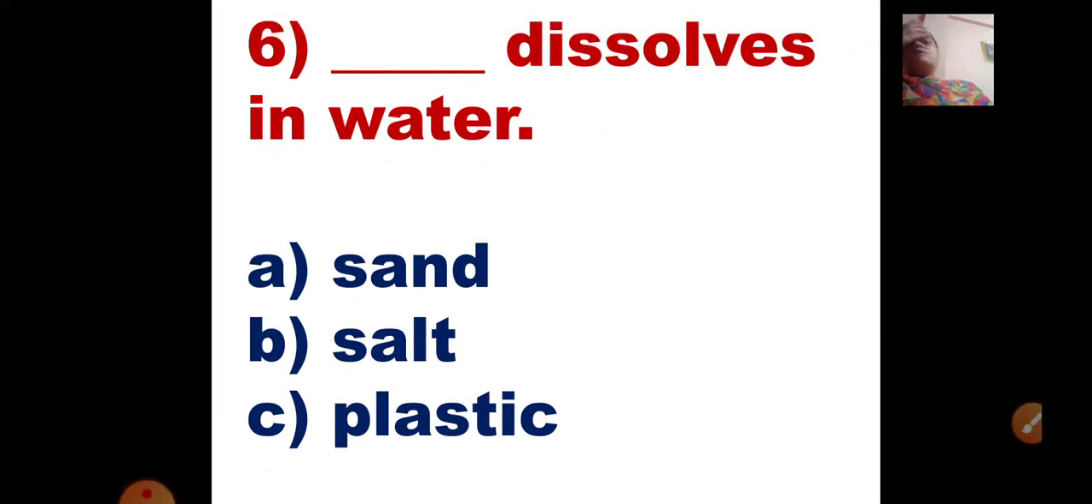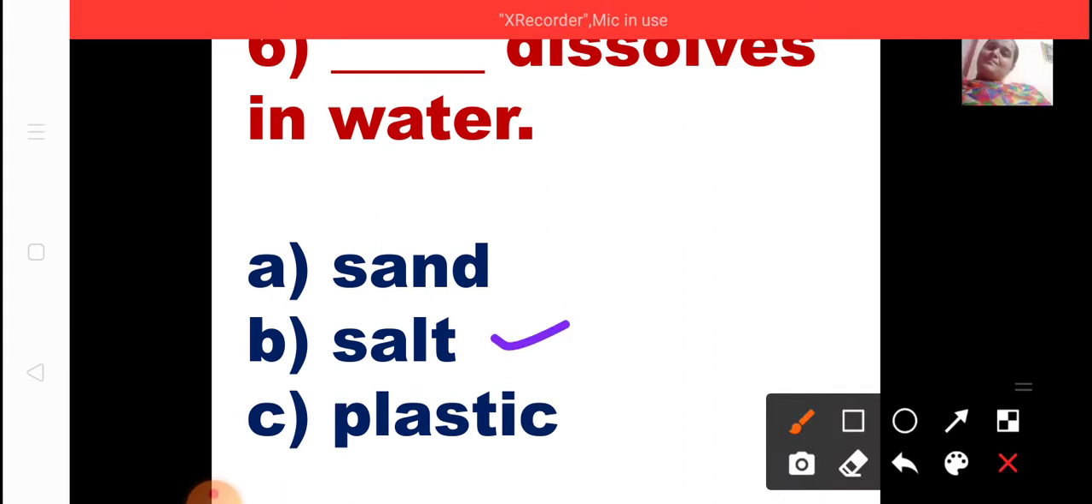Dash dissolves in water. Okay, which among the options is the correct option that dissolves in water? A is sand, B is salt, and C is plastic. So which is the correct answer? Salt is the correct answer. Plastic does not dissolve in water. Sand also does not dissolve in water. So what is the correct answer? Salt. So salt dissolves in water.